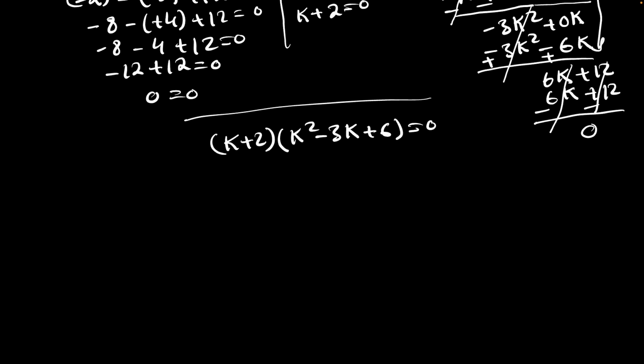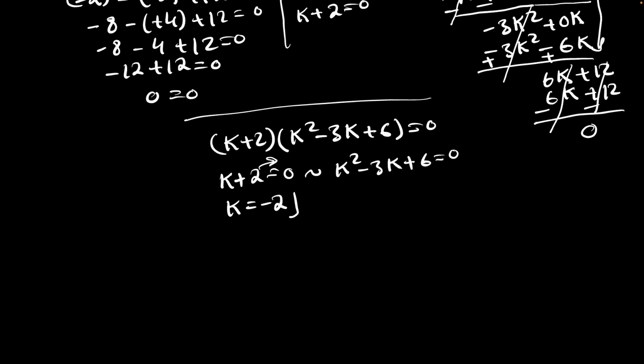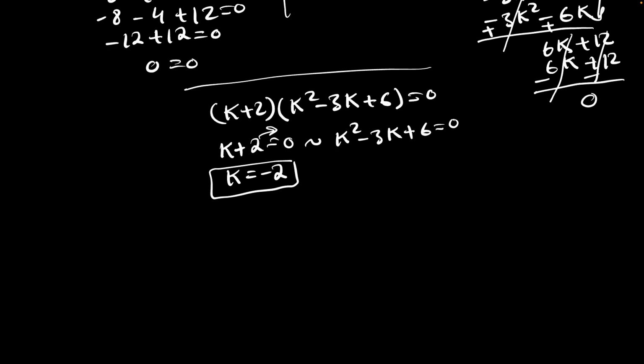So k + 2 equal to 0, and also k squared minus 3k plus 6 is equal to 0. We know one root: k + 2 equals 0, or we move this 2 to the other side and it becomes negative 2. One root is k equal to negative 2. So let's find out the other roots. This is a quadratic equation.